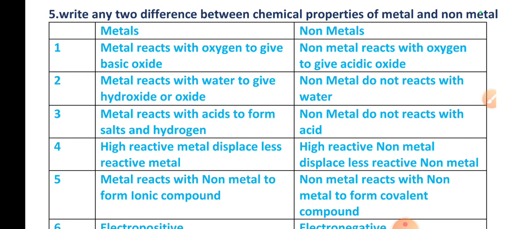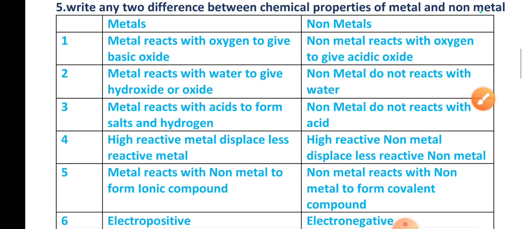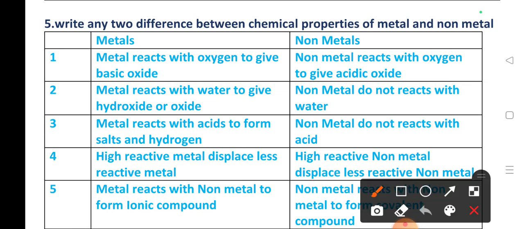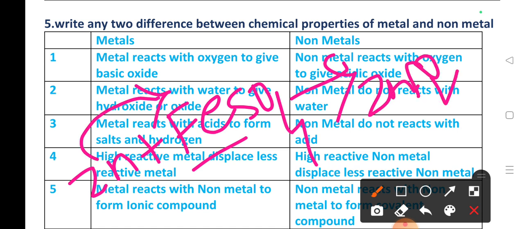Highly reactive metals displace less reactive metals. For example, aluminium, copper, or zinc. If you take zinc, it reacts with iron sulfate. It displaces iron because zinc is more reactive than iron. That's why it gives zinc sulfate with separation of iron. This is a displacement reaction.